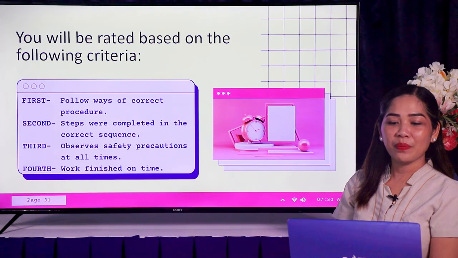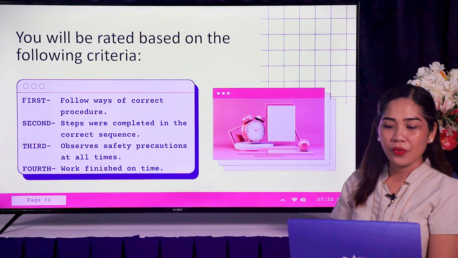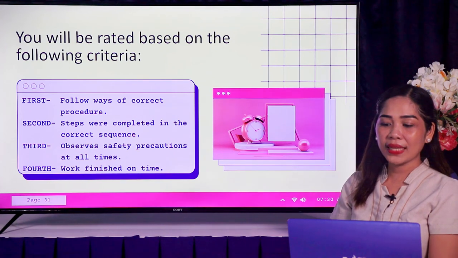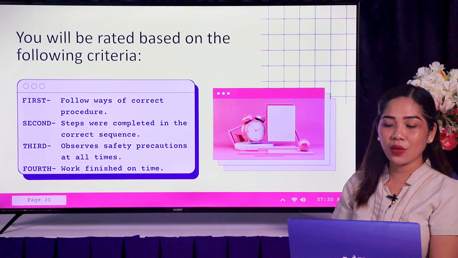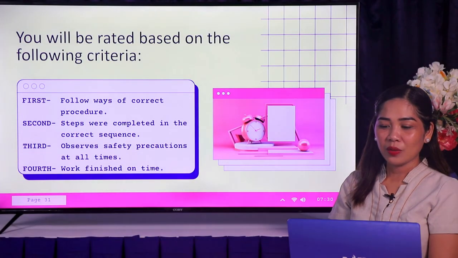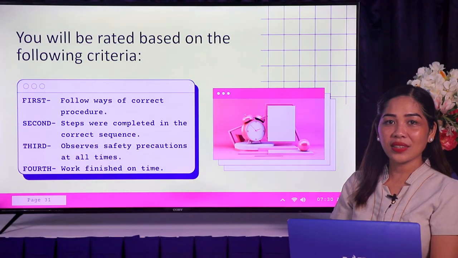You will be rated based on the following criteria. First, follow the proper procedures. Second, complete the steps following the correct sequence. Third, observe safety precautions at all times. Fourth, finish your work on time.